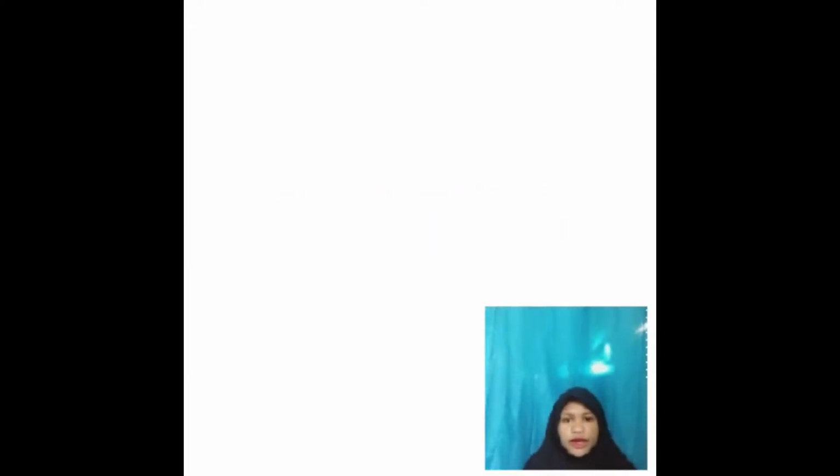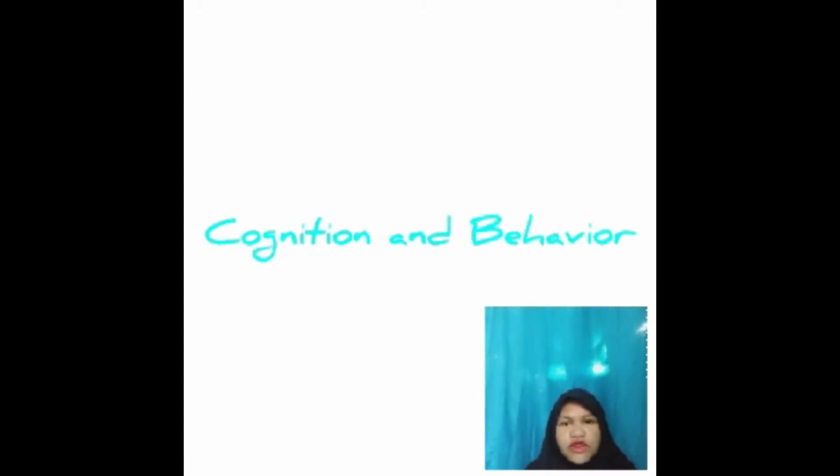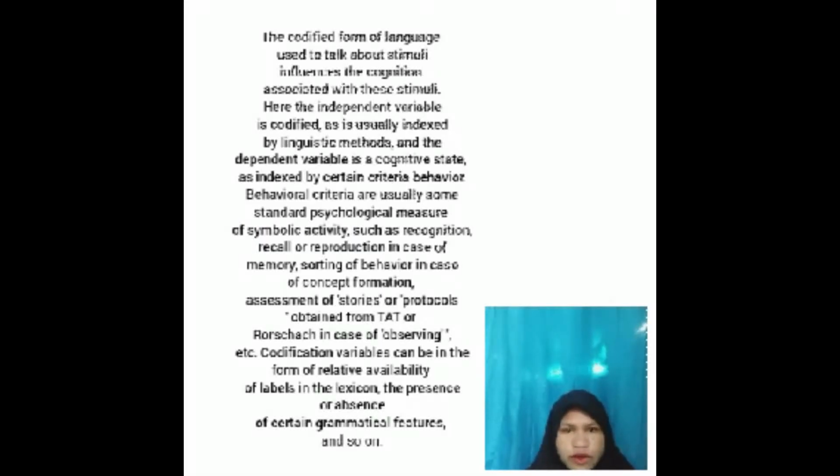Okay, I will continue the material about language, cognition, and culture, or cognition and behavior. The codified form of language used to talk about stimuli influences the cognition associated with the stimulus. The independent variable is codification, as is usually indexed by linguistic methods, and the dependent variable is cognitive state as indexed by certain criterion behavior.